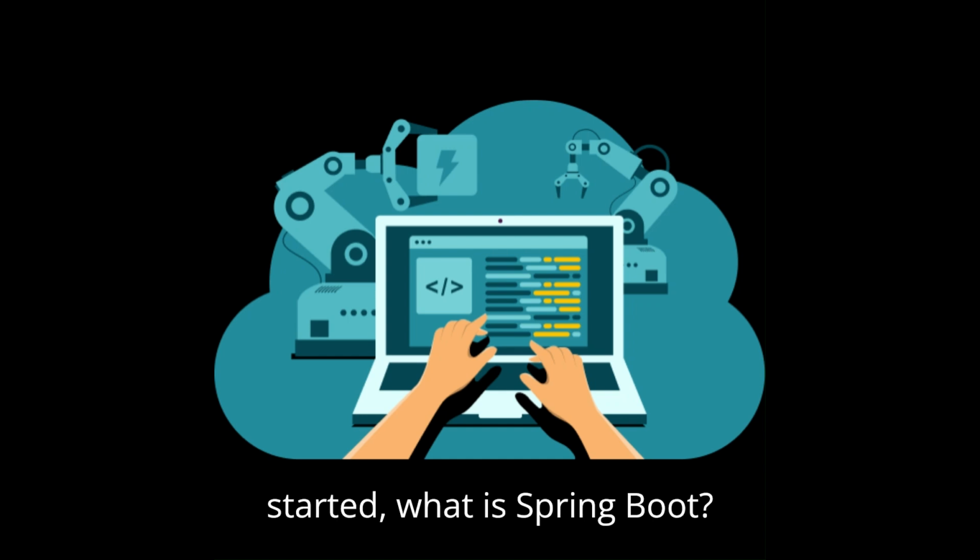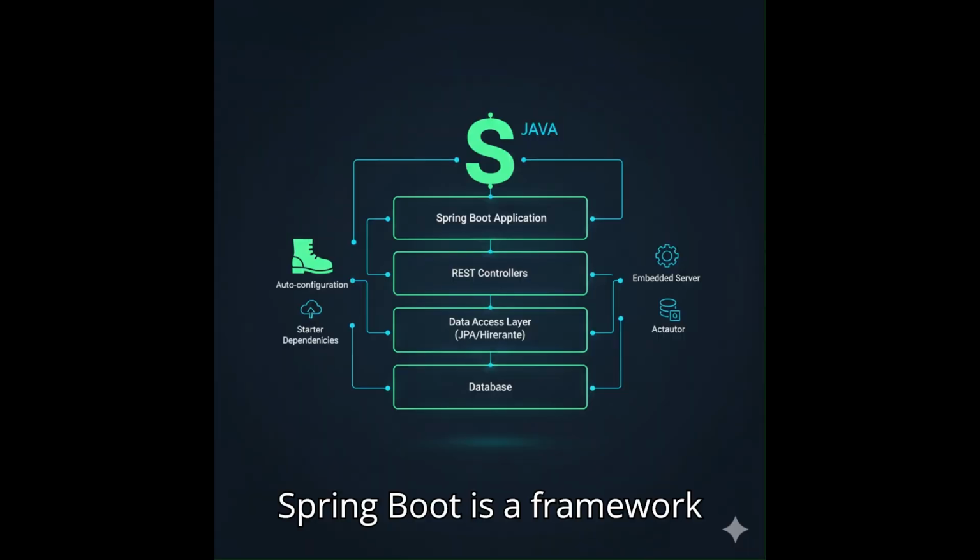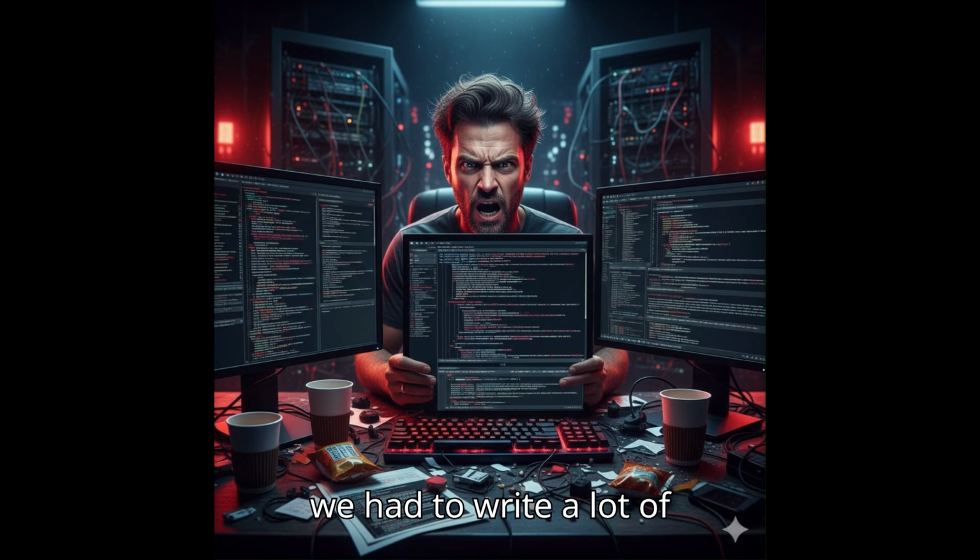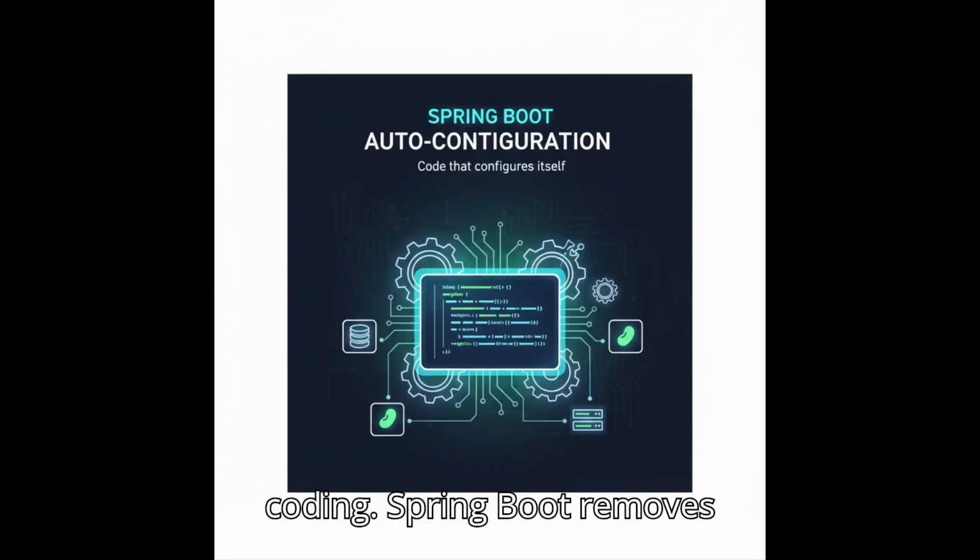What is Spring Boot? Spring Boot is a framework built on top of the Spring framework. Its main goal is to simplify Spring application development. Earlier, when we used Spring, we had to write a lot of XML configuration, manually configure server, beans, and dependencies, and spend more time on setup than on actual coding. Spring Boot removes all this complexity and lets you focus only on writing business logic.